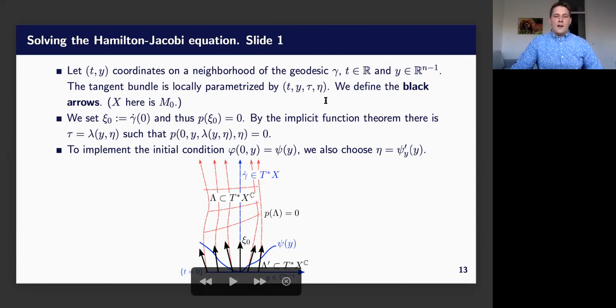And let's now look at the picture. On this slide, we are going to define what these black arrows in this picture are. So let's see what we have here.